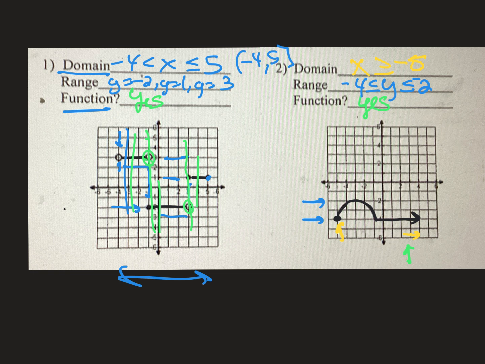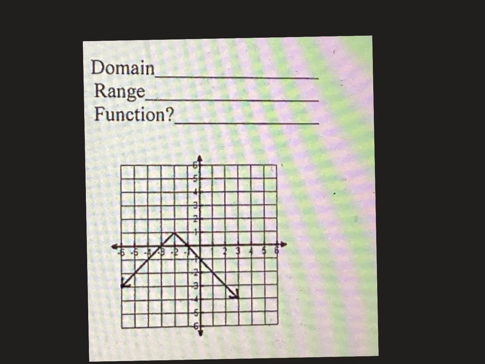So one more time. Domain is how far your graph is going left and right. Range is how far your graph is going up and down. Let's look at one more. Last one of the day. Thanks for hanging in. First of all, the domain.